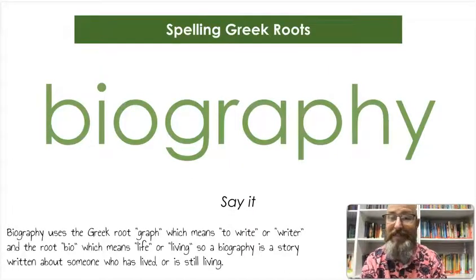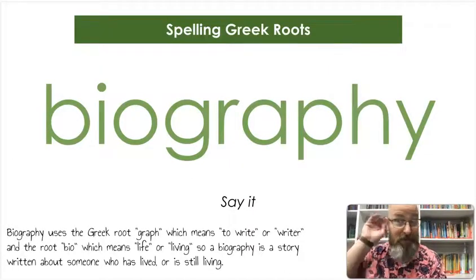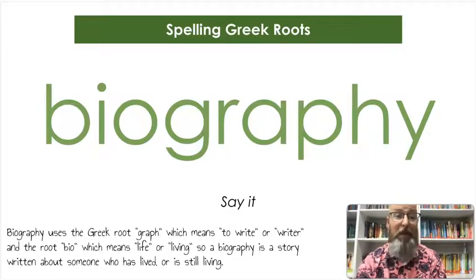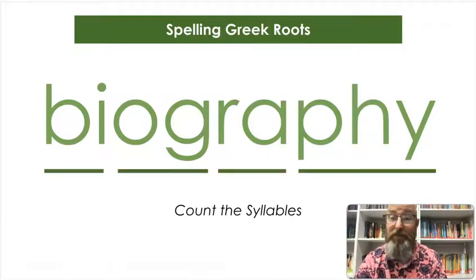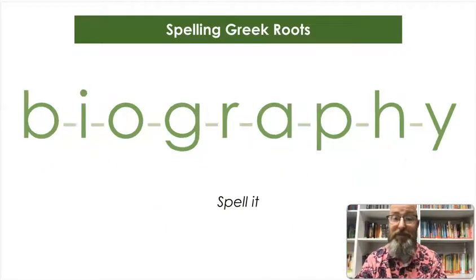Our first word is biography. Say biography. Biography uses the Greek root graph, which means to write or writer, and the root bio, which means life or living. So a biography is a story written about someone who has lived or is still living. Count the syllables. Biography. Biography.